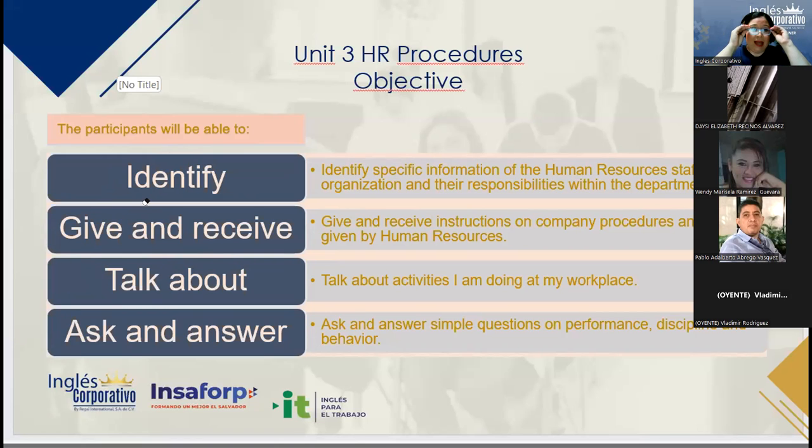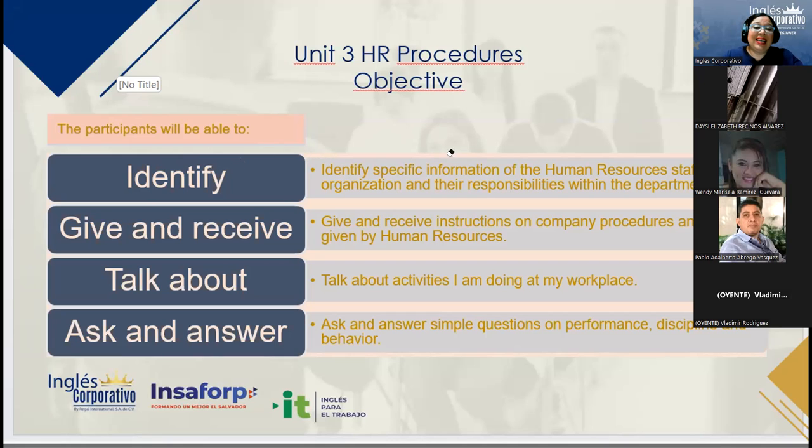En mayor medida, el objetivo es que aprendamos a comunicarnos con el tema de recursos humanos, ¿verdad? So we need to identify procedures, methods, I don't know, actions, activities of the human resources department. Okay, we are going to identify.